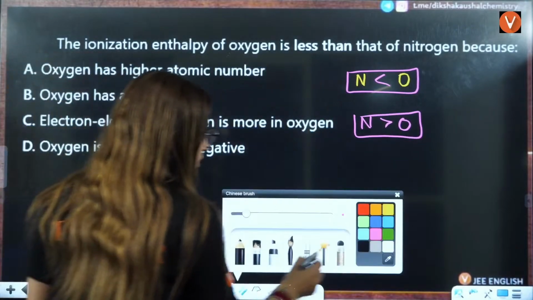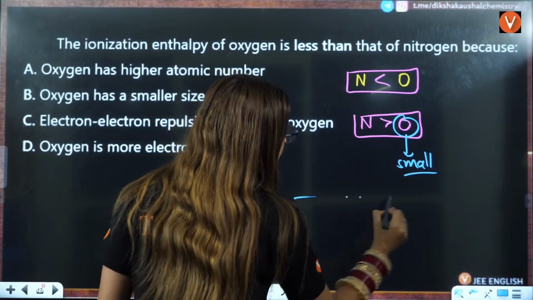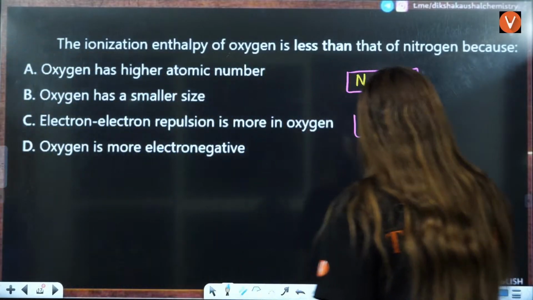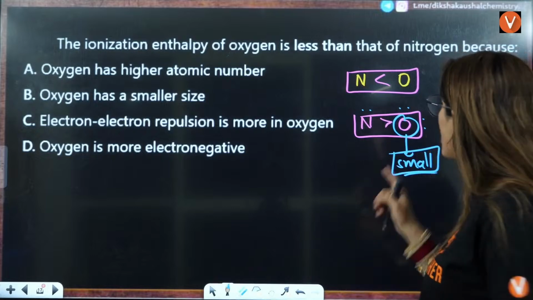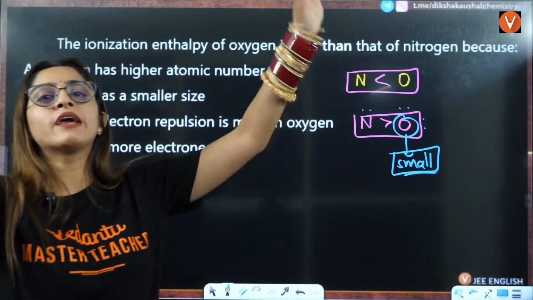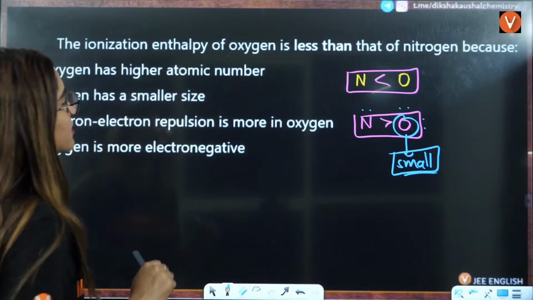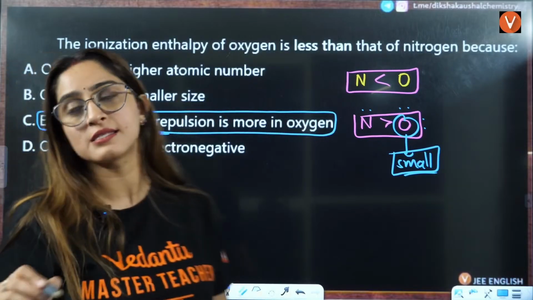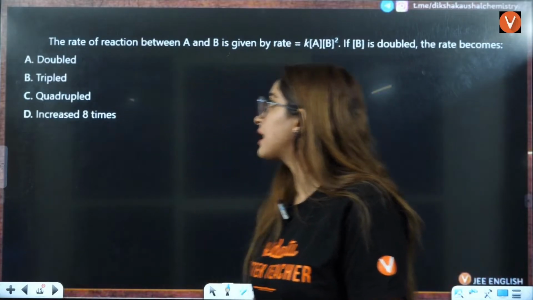The reason is the small size of oxygen, because we know that along the period size is decreasing. Because of the small size of oxygen and it has 2 lone pairs, more electronic repulsions are there. So it is like, take away the electron from me as compared to nitrogen. That is why ionization enthalpy of oxygen is less as compared to nitrogen. So the answer is electron repulsions in the oxygen are more dominating here. So C is the correct answer.